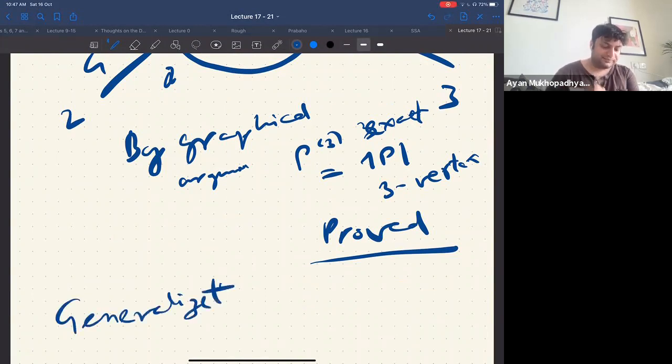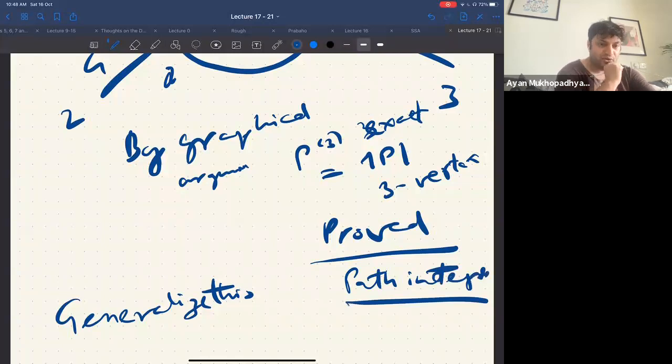I won't do that. There is a very elegant way to do this to all orders using path integrals. I will return to this in the next course when I do the path integral formalism. But for the moment, I don't want to generalize it. I mean, one doesn't require path integrals actually. You can easily generalize this argument.